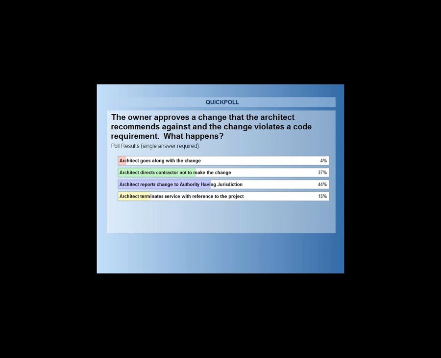So we have a majority. As the architect reports the change to the authority having jurisdiction, and that's followed by the architect directs the contractor not to make the change. Next being the architect terminates his services, and last, the 4% saying that the architect goes along with the change. Jim, I'm going to let you chime in with any comments, and then I may follow up. And Matthew, if anyone has any comments from the chat box, we'd like to hear those as well.